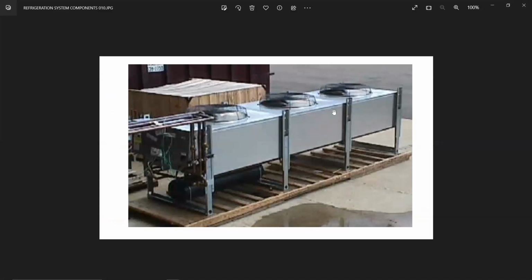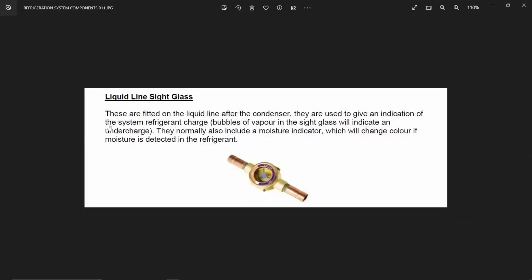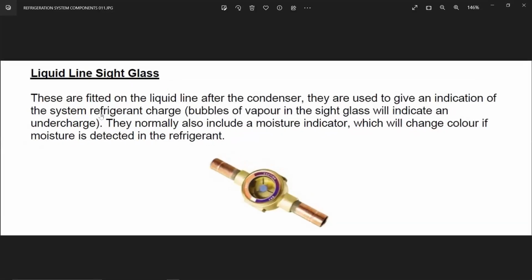You see, this is a large external air-cooled condenser for a system, mostly a shop system, but you see right here, you've got a liquid receiver below. The liquid receiver is required for larger systems. So this is your liquid line sight glass.